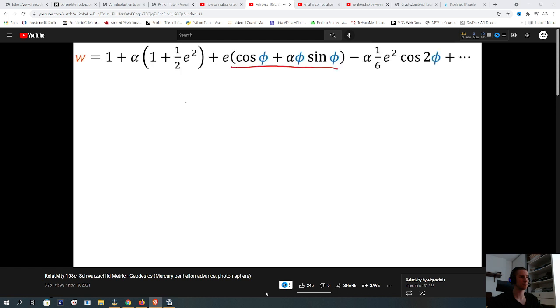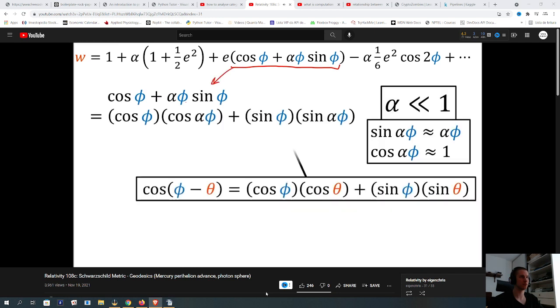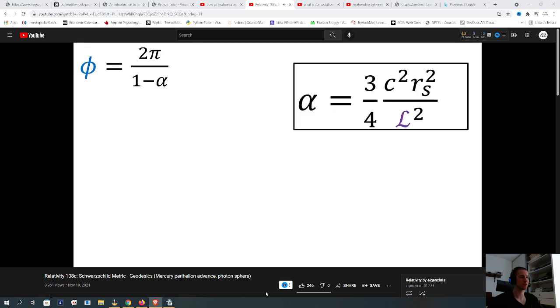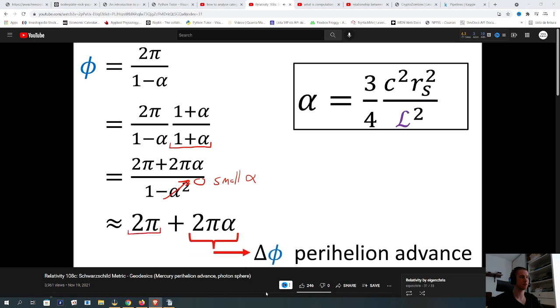So we have an equation for w. Using the small angle approximation for sine and cosine, we can rewrite this using an angle difference trig identity, and see that this cosine term does not have a period of 2 pi. Instead, it has a period of 2 pi over 1 minus alpha. If we multiply this by 1 plus alpha over 1 plus alpha, and assume alpha squared goes to 0 since alpha is small, we find that, for a planet to complete one orbit and get back to the starting radius, it must cover an angle of 2 pi plus an advance of 2 pi times alpha, which is the advance of the perihelion.